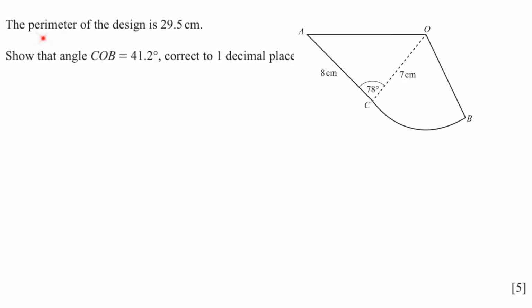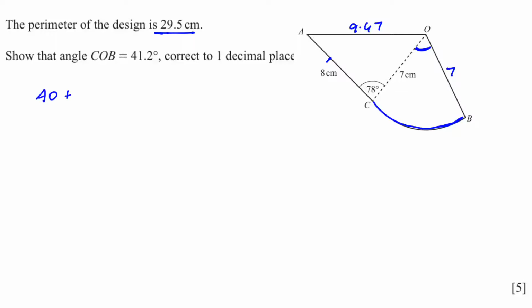The next part, the perimeter of the design is 29.5 centimeters. Show that angle COB is equal to 41.2 degrees, correct to 1 decimal place. So we need to find angle COB. To find this angle, we will have to find this arc length. They have given us information that the perimeter of the design is 29.5. This side here is A, AC is 8, AO is 9.47, and OB is 7. So we need to find BC.